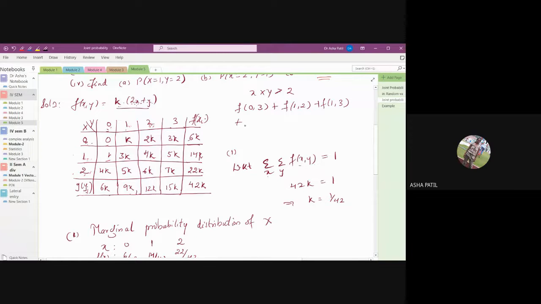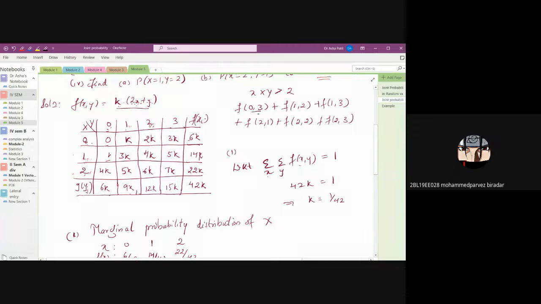Next value, x is 2. y should be 1. Then x is 2, y is also 2. Then x is 2, y is 3. So these are all the values of the sum of x and y.